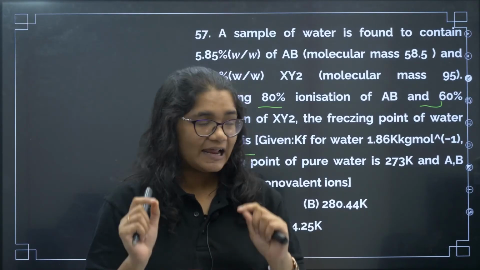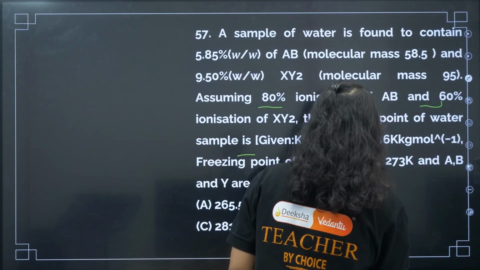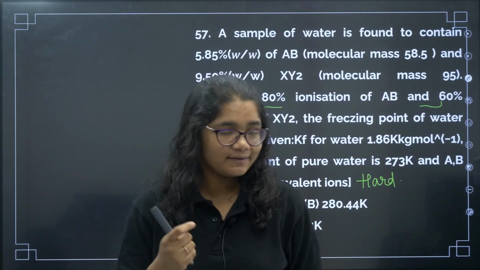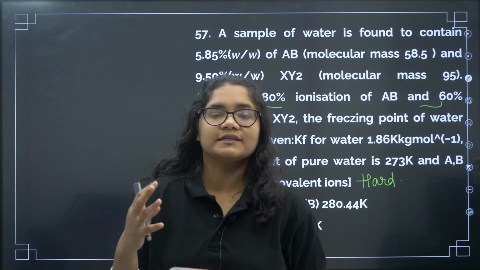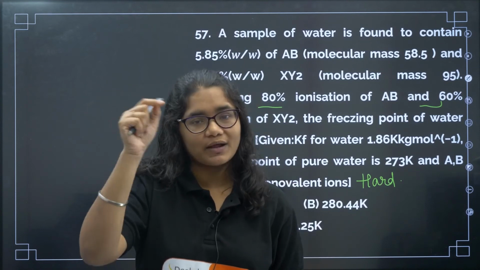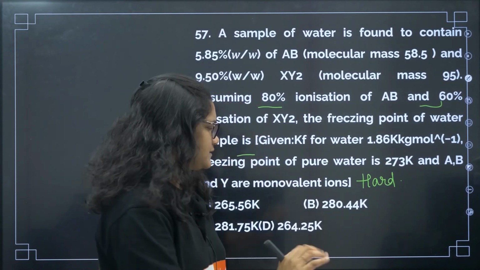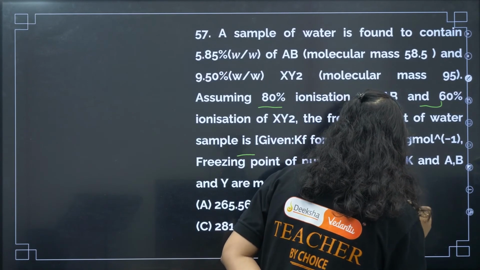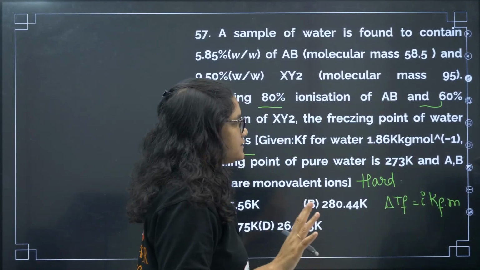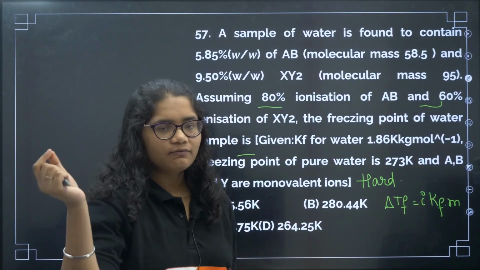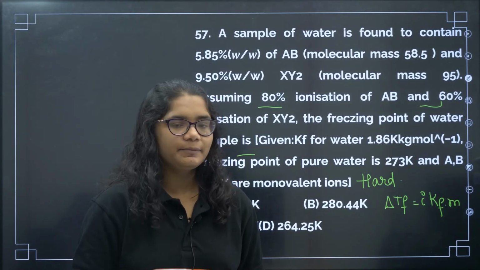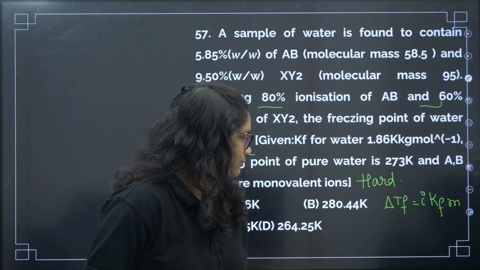So this question, I'll put in the category of hard questions. The reason is that this type of numericals are not there in NCERT books. We generally do questions where only one solute is added. For that we have a very simple formula: delta TF is equal to I into KF into M, where M is the molality, I is the Van 't Hoff factor, and KF is the depression in freezing point constant.